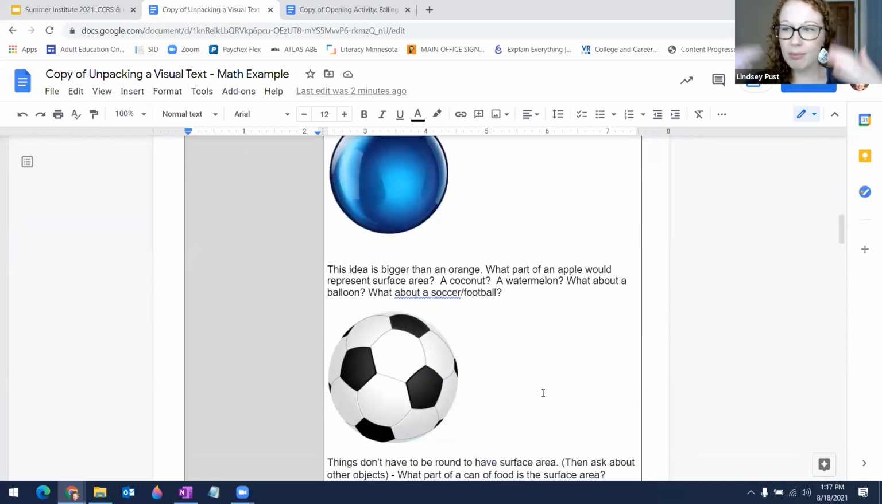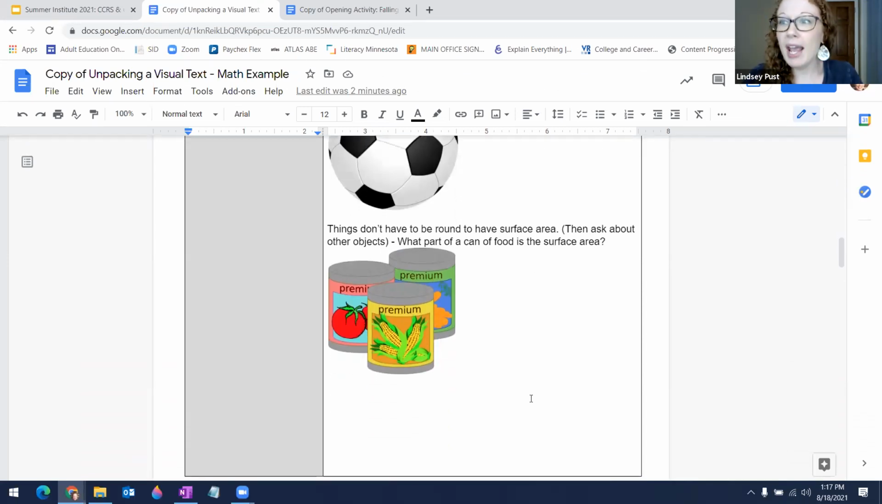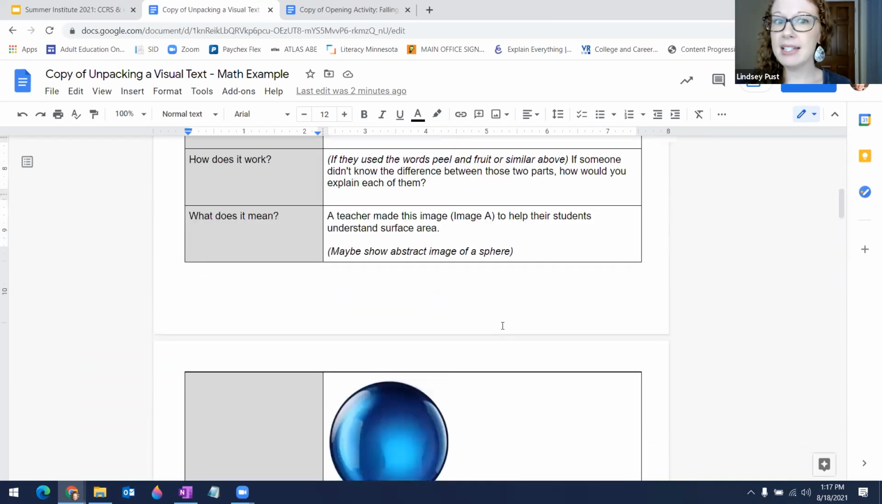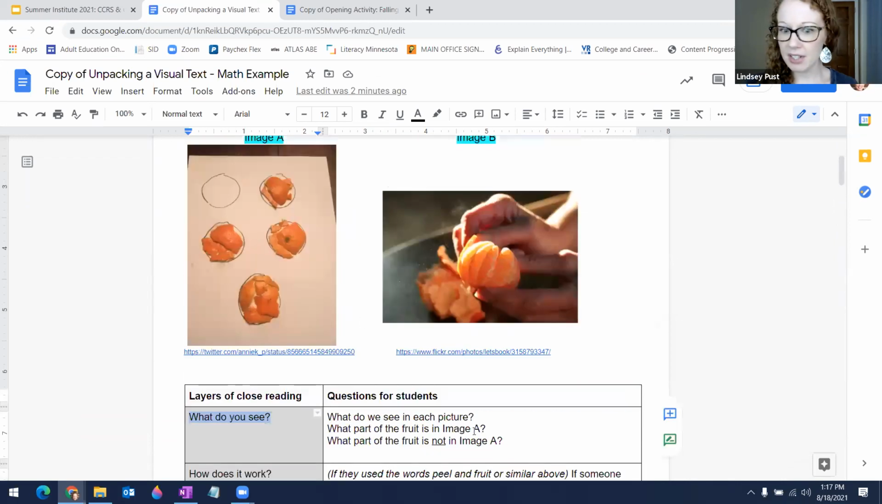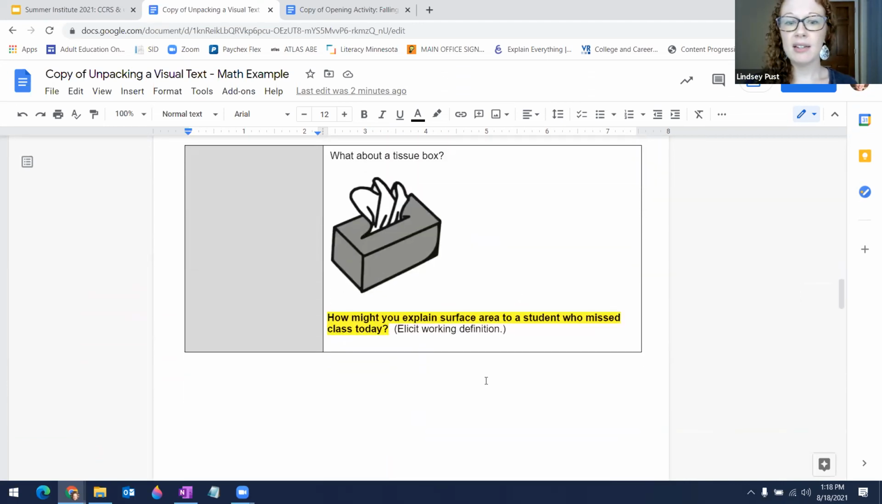And then bringing it beyond an orange. What part of an apple would represent surface area, do you think? What part of a coconut? A watermelon? What about a balloon or a soccer ball or a football? Pointing out things don't have to be round to have surface area, right? What about a can of food? What part is that surface? If in image A, a teacher created this image to show what surface area means, then asking, okay, how might you explain surface area to a student who missed class today? So kind of guiding students to be able to come up with a definition of surface area.